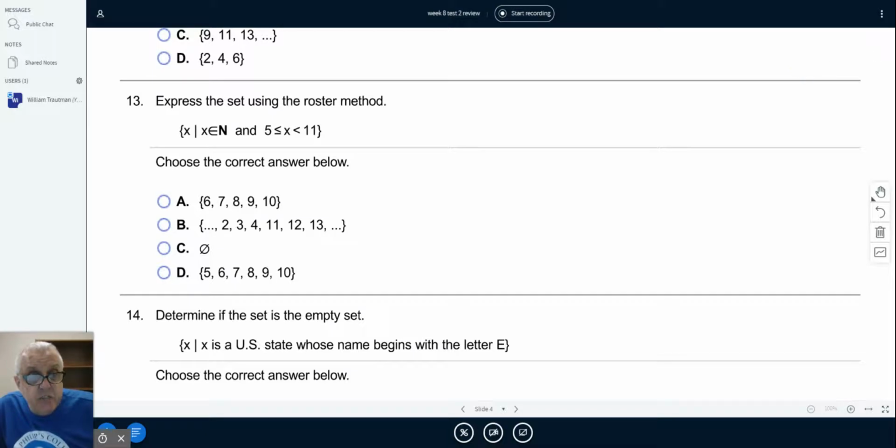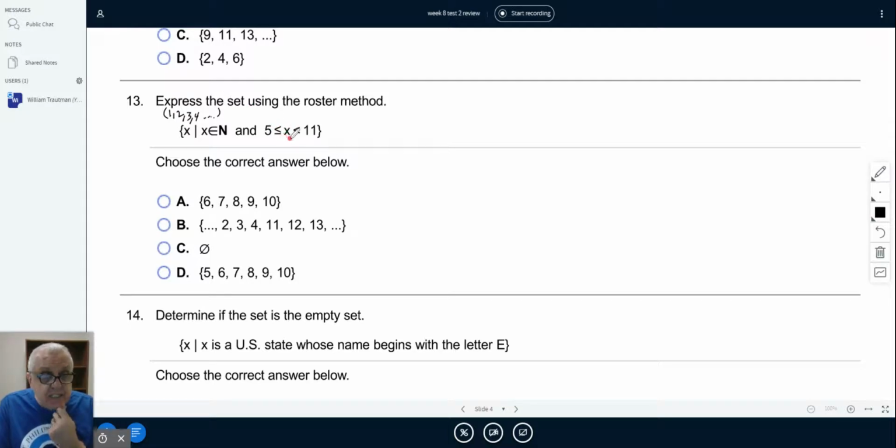Express the set using the roster method. Well, if you look, this says x is an element of the natural numbers. Natural numbers are counting numbers. It's like a baby learning how to count. They don't say 0, they say 1, 2, 3. So natural numbers start with 1, 2, 3, 4, and they go all the way to infinity. But they're whole numbers, and they start with 1.